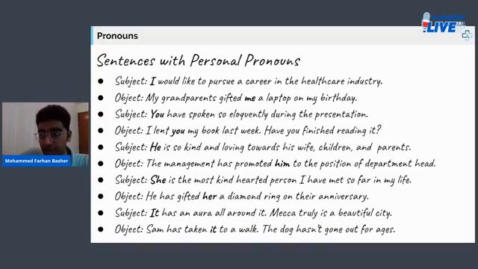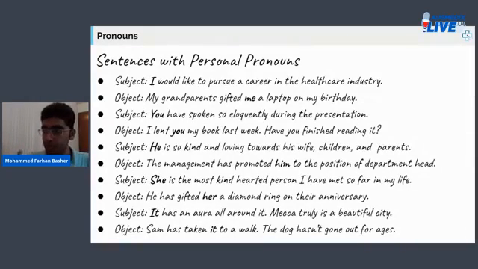All right. And the object version of he is him, which is the management has promoted him to the position of department head. Now, in this case, he is not the subject, but him is the object, isn't he? The receiver of an action. He received some action from the management, the subject of this sentence. And the management did something to him, or bestowed an action to him. And that action was a promotion, right? So he received a promotion from the management. Therefore, you don't say he, you say him. So the management has promoted him to the position of department head.